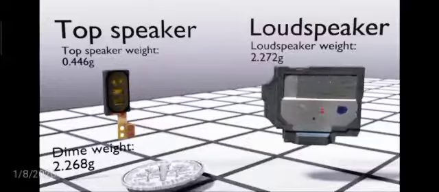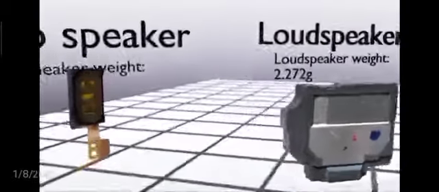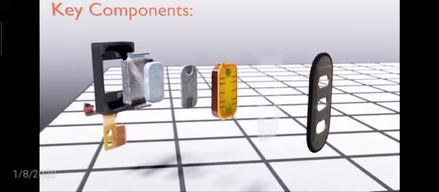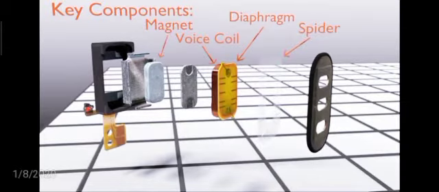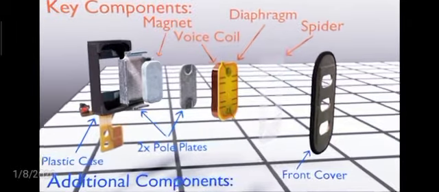Bottom speakers have the same components with identical functions. In a smartphone speaker, there are 4 key components: a diaphragm, a voice coil, a magnet, and a spider. 4 additional components: 2 pull plates, the plastic case, and the front cover, provide uniformity for the magnetic field, structural support, and protection. Let's focus on the 4 key components and go over them in detail.